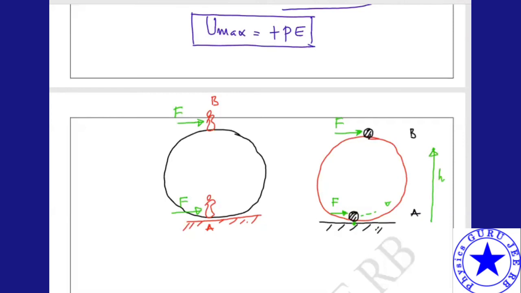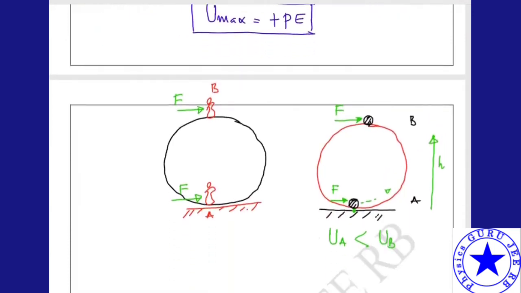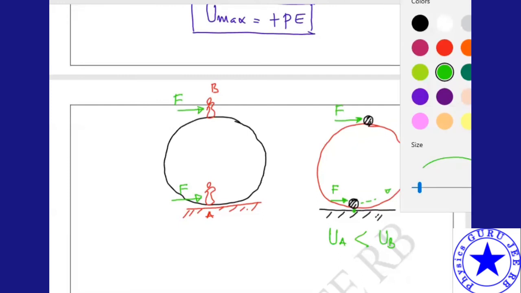So B having more potential energy or A having more potential energy? Who is having more potential energy? Potential energy of A and potential energy of B, which will have more? B will have more potential energy than A. More potential energy means maximum. Maximum means stable or unstable? Now tell me, stable or unstable.